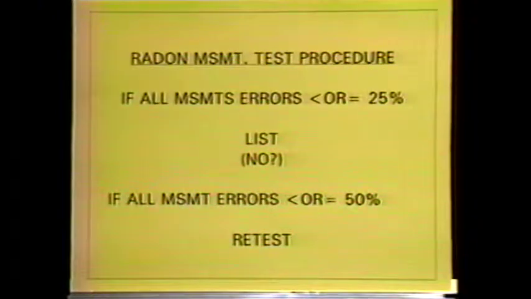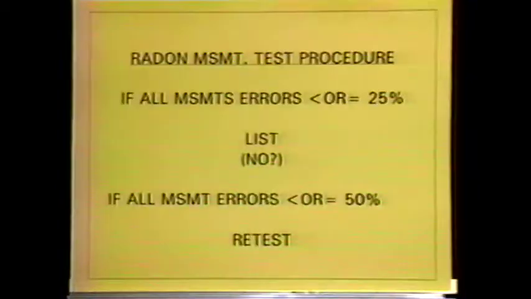That's it. Effectively, the issue for you is over, at least for the year, until the next cycle comes up where you have to do it again. And remember, this again is only for primaries. Now, if the measurement errors are not all within 25%, then the question is, are the measurement errors all within 50%? If they're all within 50%, you can be retested.